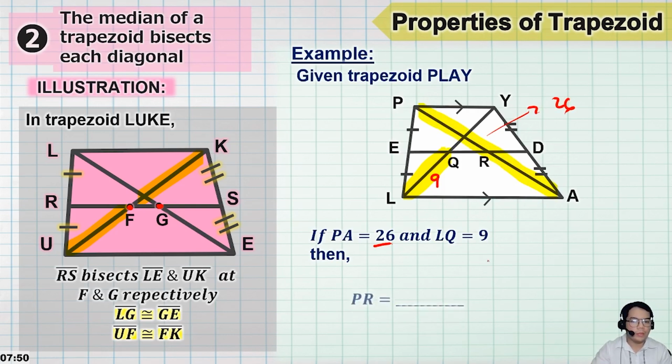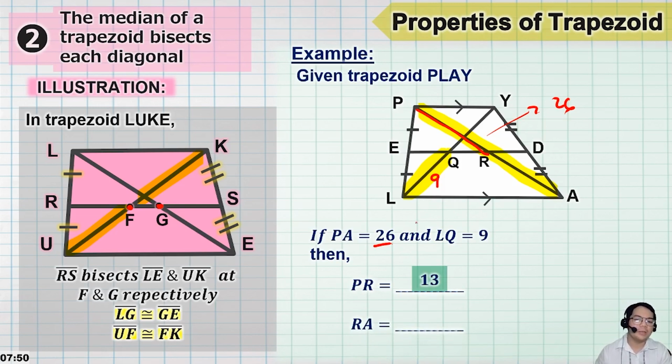Now, first question. What do you think is the measurement of line segment PR? Kasi nga, congruent yan. Si PR at saka si AR. So, that's gonna be equal to 13. Ayan. Next. What do you think is the measurement of RA? Ayan. So, ano daw yung sukat ng RA? Yes, it's also gonna be equal to 13.